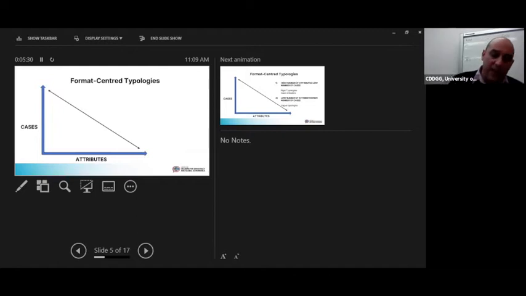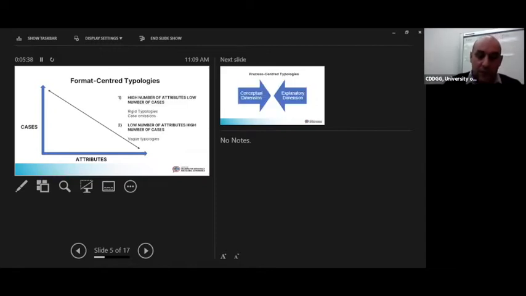As depicted by this graph, the relationship between the number of cases and the number of attributes in format-centered typologies is in tension. Formats with a high number of attributes are too rigid and risk omitting cases, so they are too specific. In other words, the more attributes we have to define a typology, the fewer cases we will have within such a category. While formats with a low number of defining attributes are too broad, they engulf several formats, but are not very useful from an analytical perspective. It is difficult to identify through a vague typology what is central or peripheral to a typology.